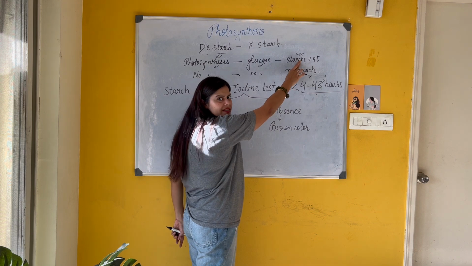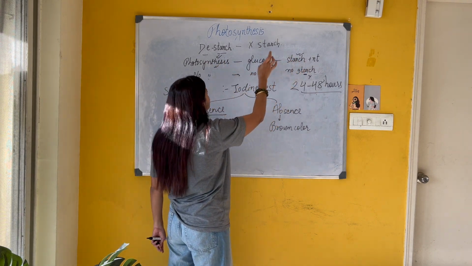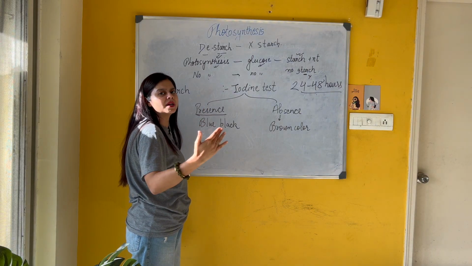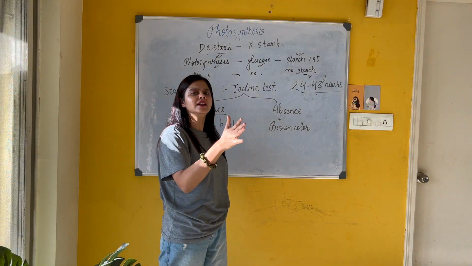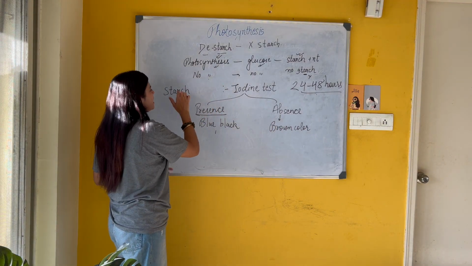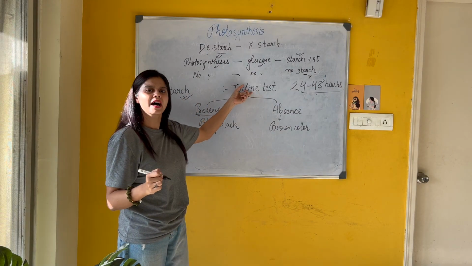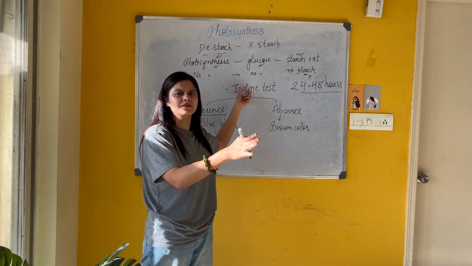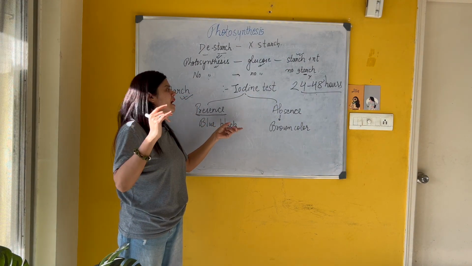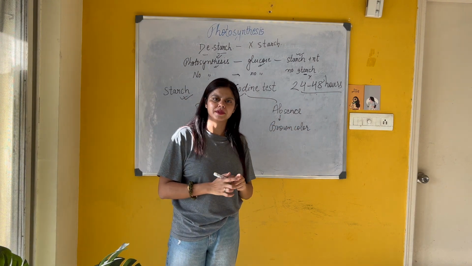For starch to be present, the plant should carry out photosynthesis. So to remove starch, you should stop the plant from carrying out photosynthesis. How will you stop it? By keeping it in dark for 24 to 48 hours. There is also a test to check the presence or absence of starch in a plant. Which test? The iodine test. In the presence of iodine, if the plant gives a blue black color, starch is present in the plant. If the plant gives a brown color, starch is absent.